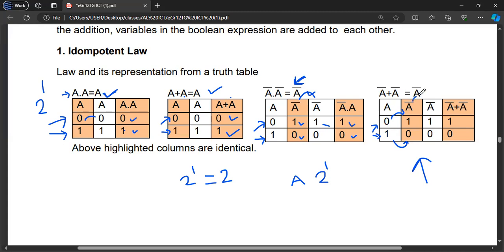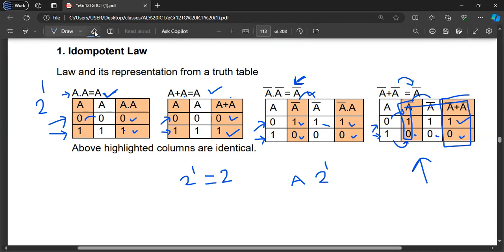Then A bar plus A bar, you are going to add, the OR logic. So 1 plus 1 is going to give you 1, and 0 plus 0 is going to give you 0. So here it's proved. Now look here, this A bar plus A bar's final result and this A bar's final result, both are the same, isn't it? That's why it is said A bar plus A bar is equal to A bar. So I hope this is clear.